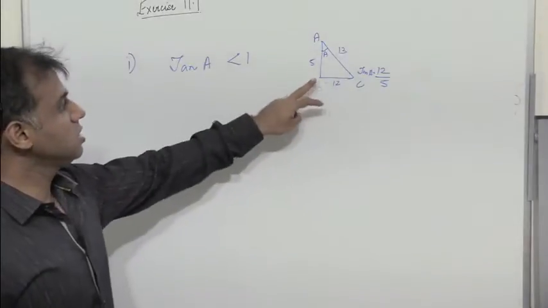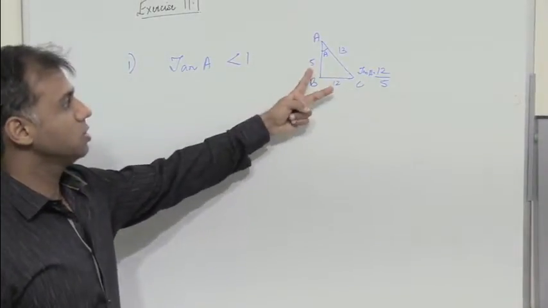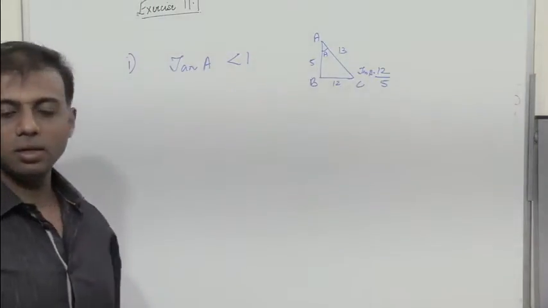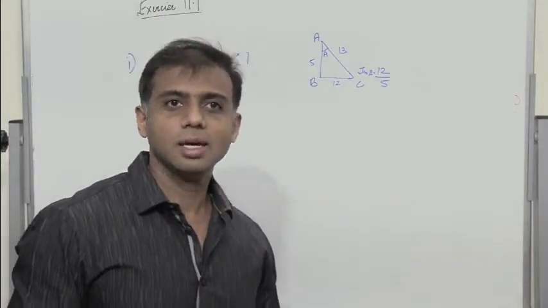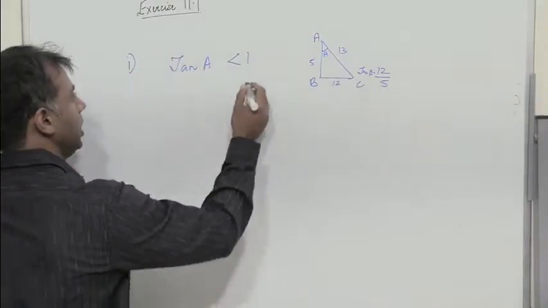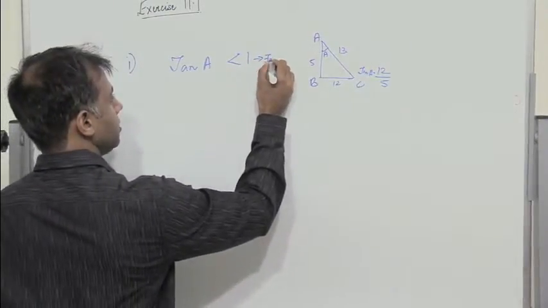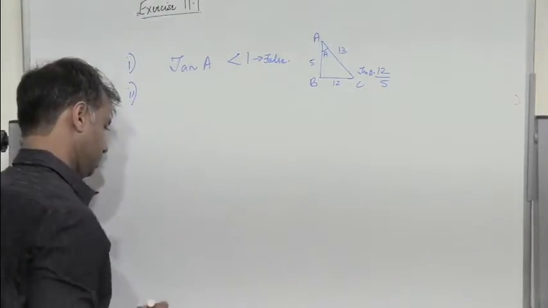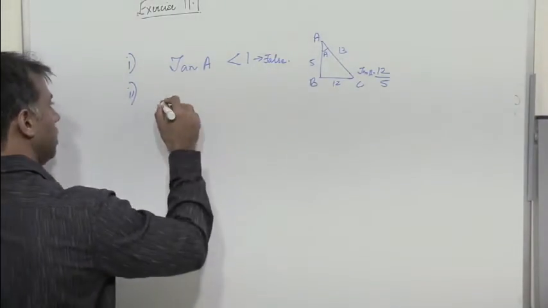Because it depends on the two sides here, it depends on the angle. So tan A can be greater than 1, tan A can be less than 1. So the first one is a false statement. Right?